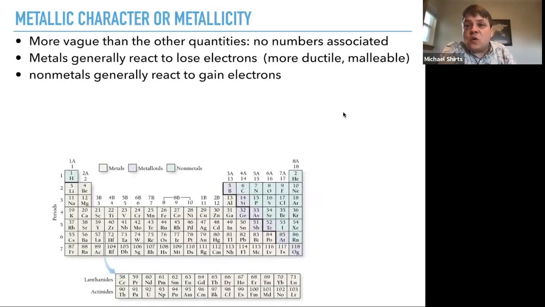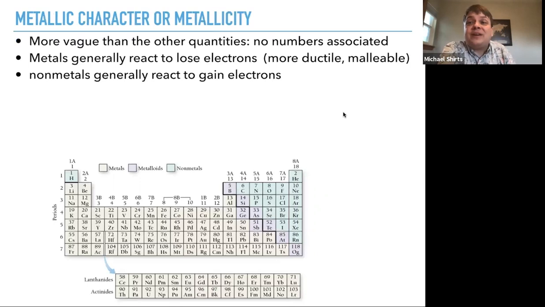So one additional quantity is this concept of metallic character. It's a little more vague than other quantities. We can't really put numbers on how much of a metal it is, but metals generally react to lose electrons. They're more ductile, more malleable as well, but the biggest characteristic is that the metals generally lose electrons, right?